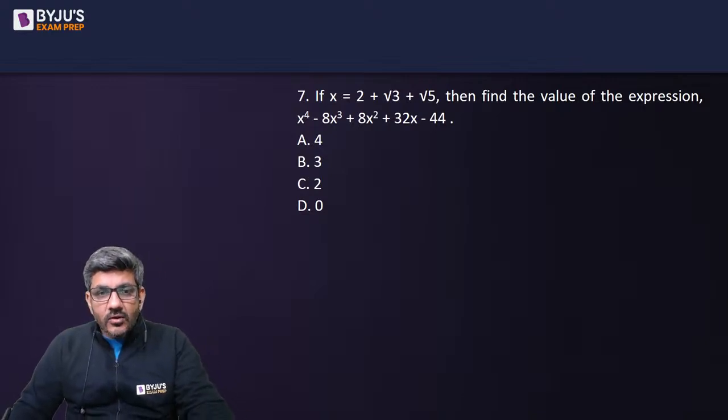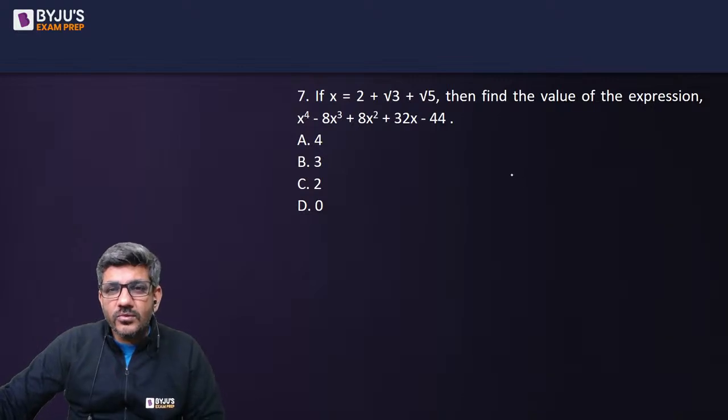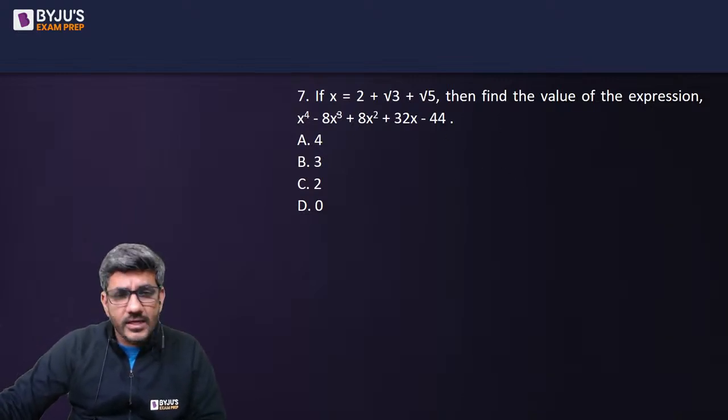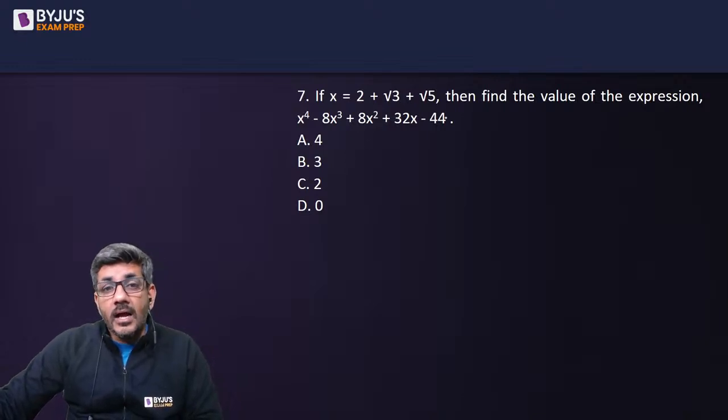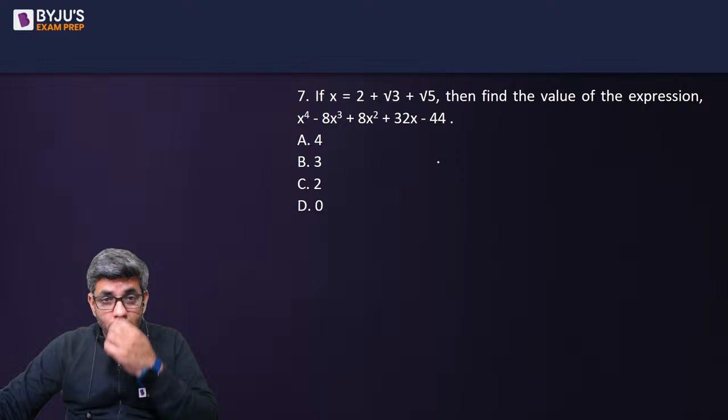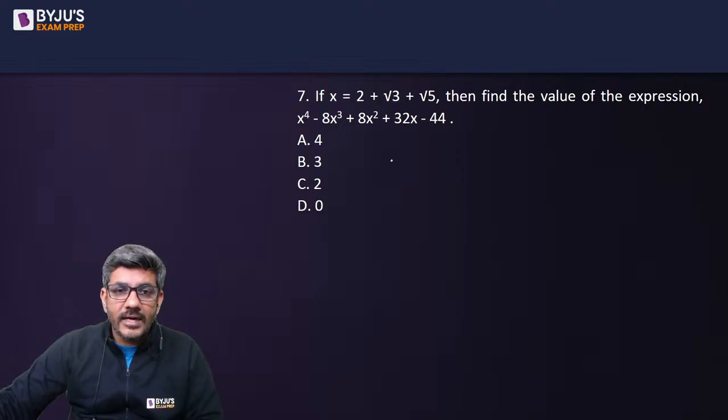Okay, let's start talking about it now. X is 2 plus root 3 plus root 5. Then find the value of this expression. I see x to the power 4 as well. Of course, I can't straight away do power 4 here, right? And there is no root in the question asked, plus in the options as well, there is no root. So, I have to remove the roots to get the answer.